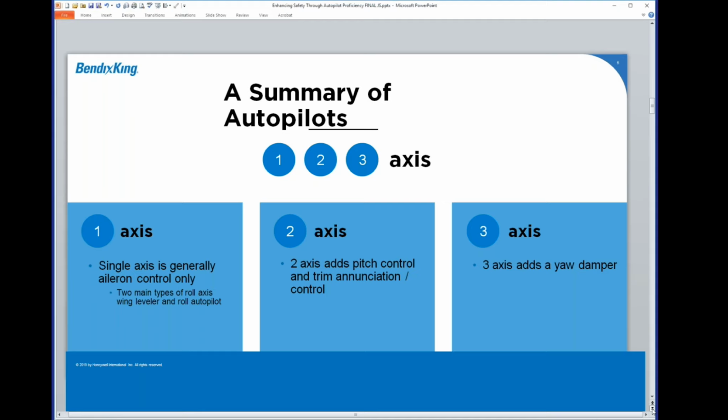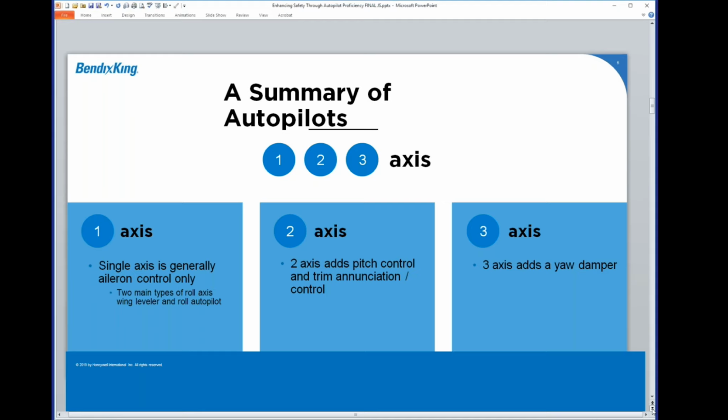So a 1-axis autopilot, or a single-axis autopilot, is generally only controlling the ailerons. And there's really 2 types of those that we think about. One is one that really is just a wing leveler. It doesn't necessarily follow anything. Old Century 1 autopilots without a tracking card in them might be in this category. And then the more common single-axis autopilot is a roll autopilot. But that's when we're talking about single-axis autopilot controlling ailerons only.